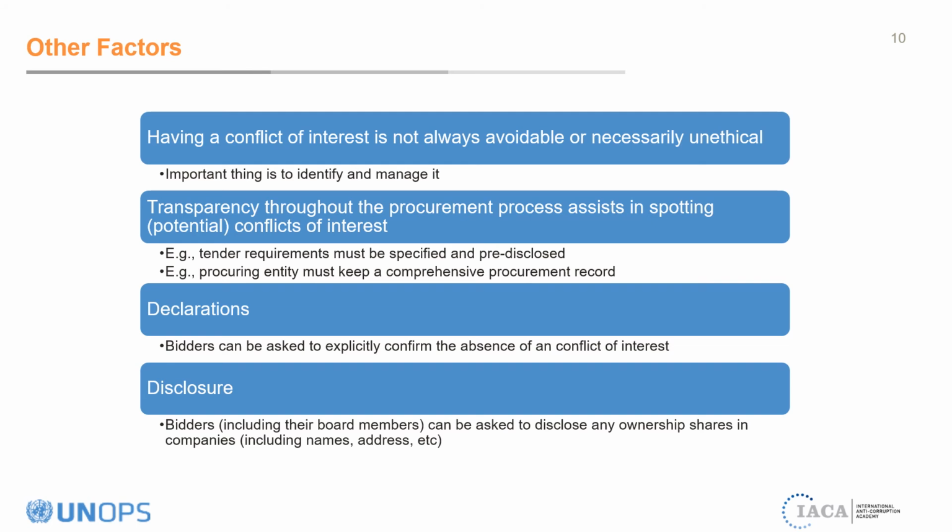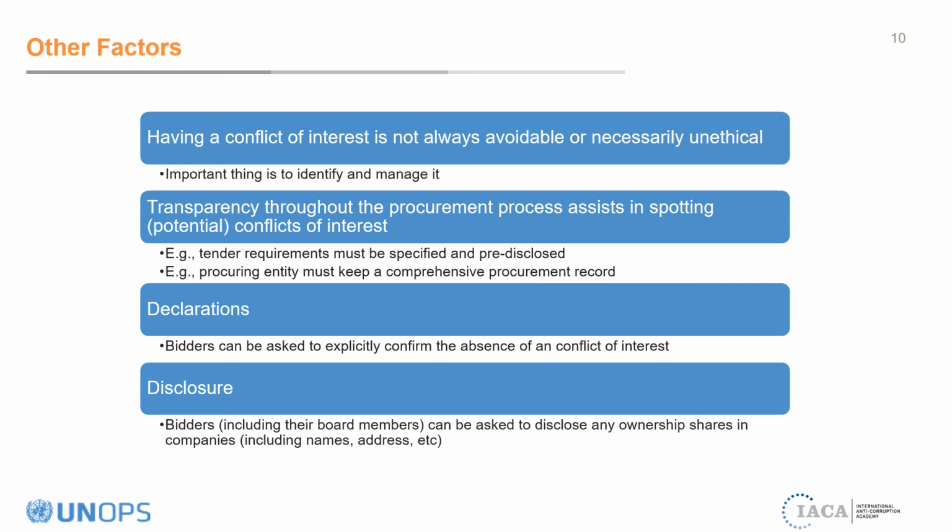So, as we noted before, having a conflict of interest isn't always avoidable or necessarily unethical. The important thing is to identify it and to manage it. And again, manage it both from the standpoint of managing any performance risk that might create, and importantly, from the perspective of managing it so we address any reputational risk that the conflict of interest could create for the procuring entity, for the broader government.